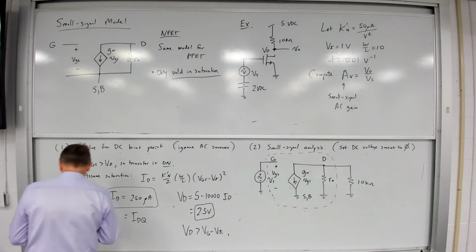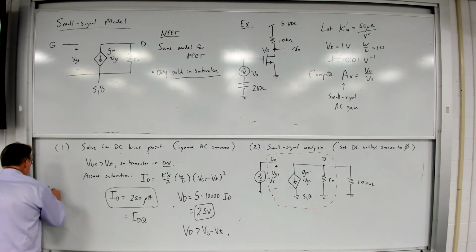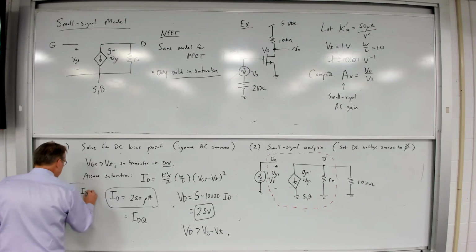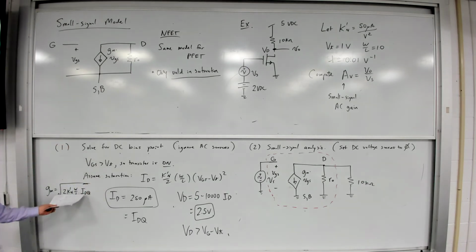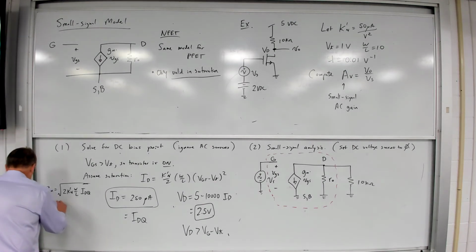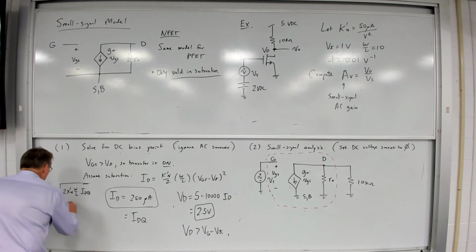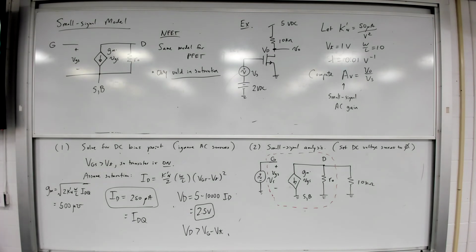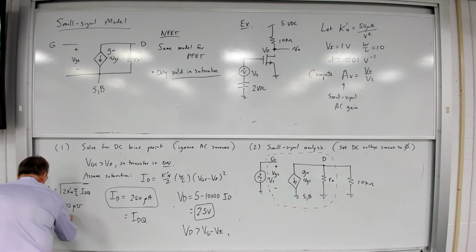And so in this case, G sub M will be equal to the square root of 2 times K prime N times W over L times IDQ. I'm just going to use the current form equation, plug in the parameters up there, plug in 250 microamps, and what I get is this is equal to 500 micromhos. Okay, if you're a guy like me who got started back before we adopted Siemens as the official unit of conductance, or 500 microsiemens.